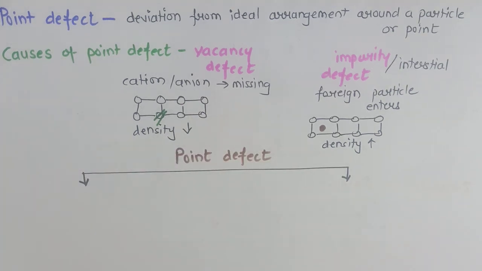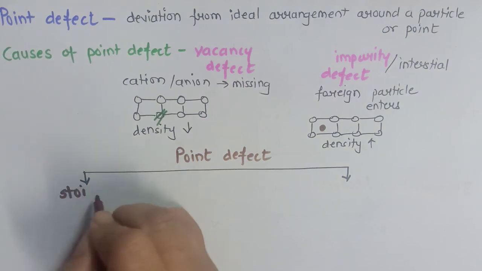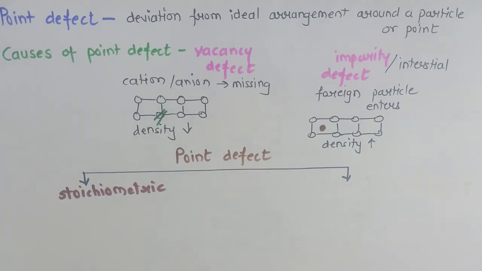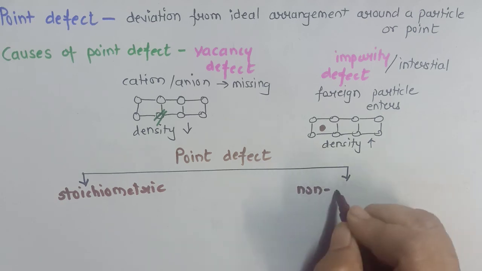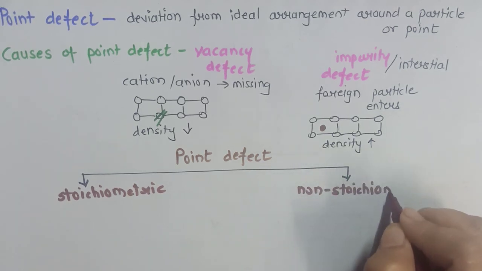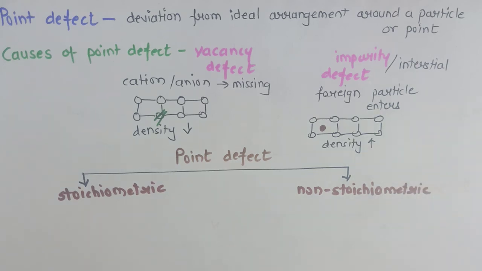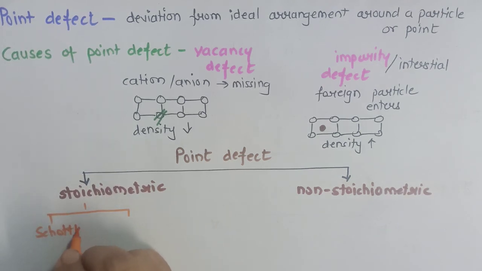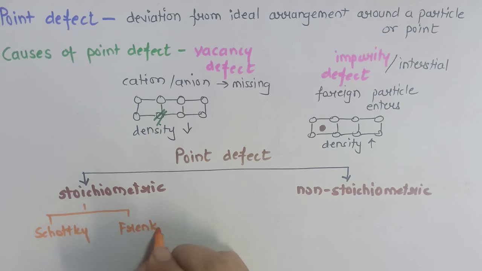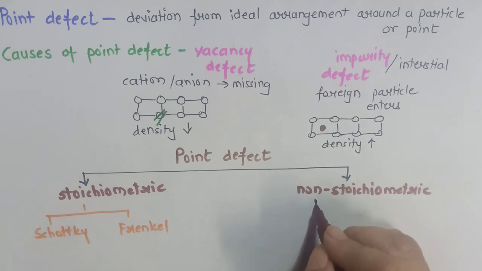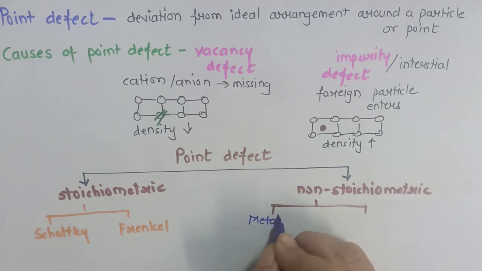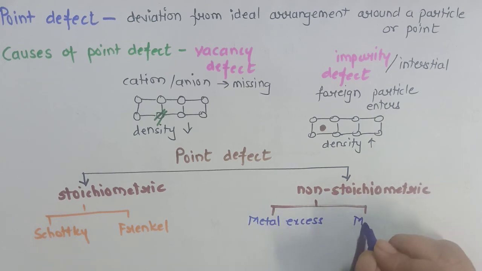The point defect can be categorized into two types. One is the point defect present in stoichiometric compounds, and the other is in non-stoichiometric compounds. The stoichiometric compound defects can be further classified into Schottky defect and Frenkel defect. Whereas non-stoichiometric defects can be classified further into two types: one is metal excess and another is metal deficient.